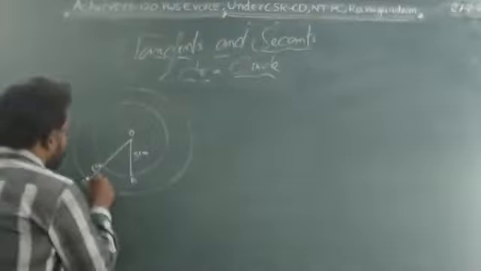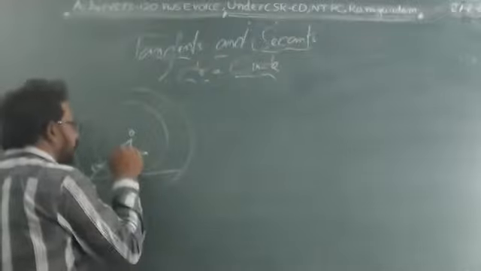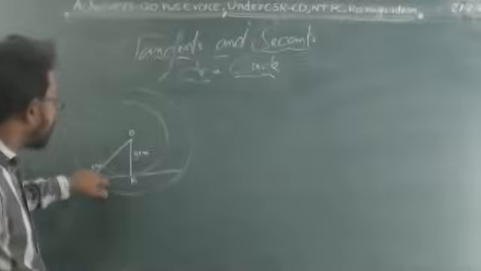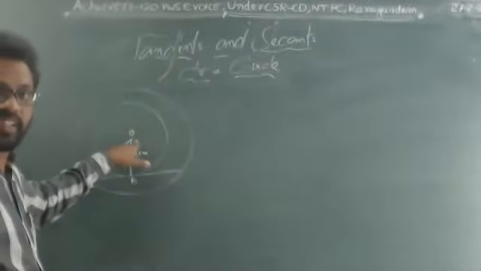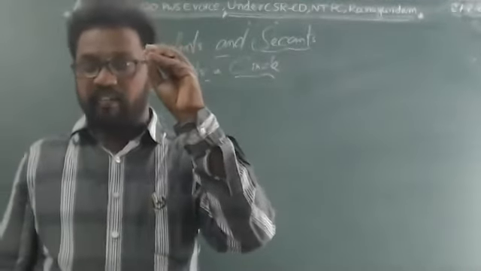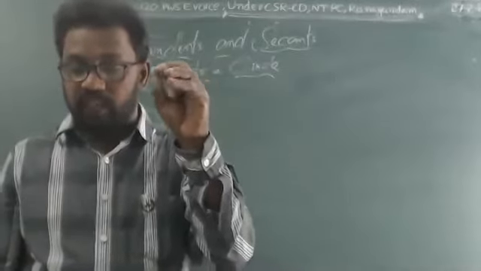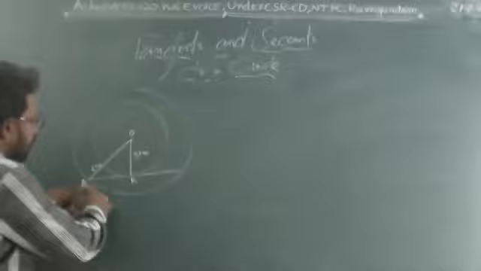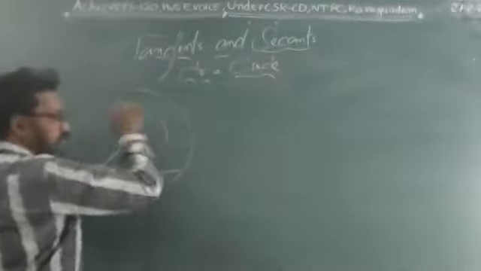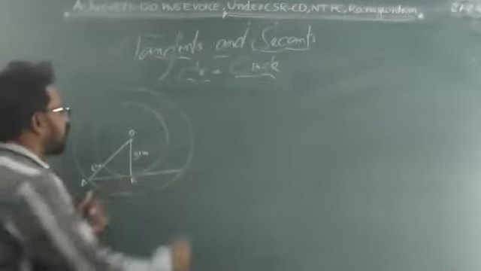Then, what is the length of the chord? And also, this is tangent to the smaller circle, and the chord is of the larger circle. Here the question is: two concentric circles of radius 5 centimeters and 3 centimeters, find the length of the chord of the larger circle which is tangent to the inner, smaller circle. So we have to find here the length of the chord.